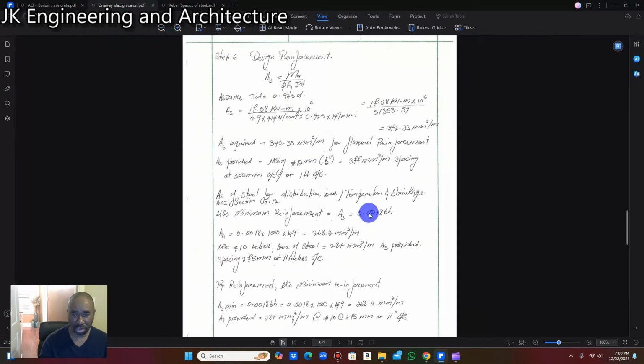So the area of steel is going to be 0.018 BH. It's going to be 0.018 times 1,000, which is the breadth, times 149, which is the height, which works out to be 268.2 millimeters square per meter. So we're going to look at the rebar chart again for the closest number to 268.2 millimeters square per meter.